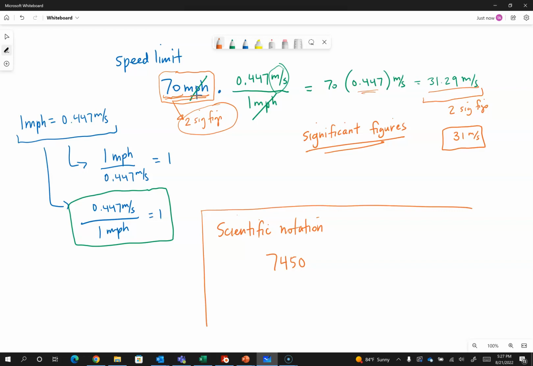But let's say in our problem, we need 2 sig figs in our answer. I would often write this in scientific notation, but now I know I just need 2 sig figs, so I would round that. Since the trailing is a 5, that 4 rounds up to 5. And that is my answer in 2 sig figs.